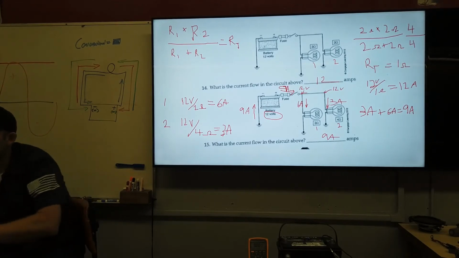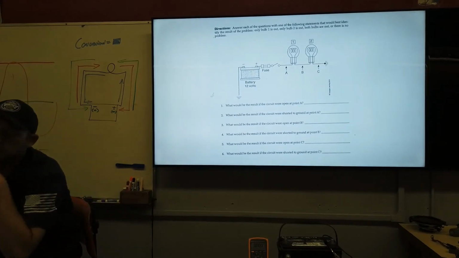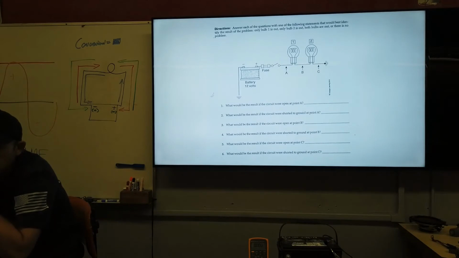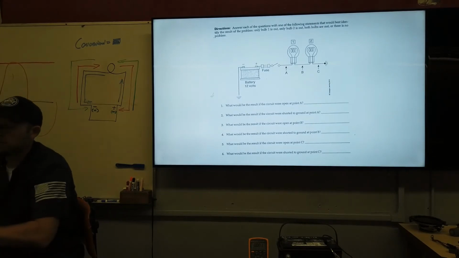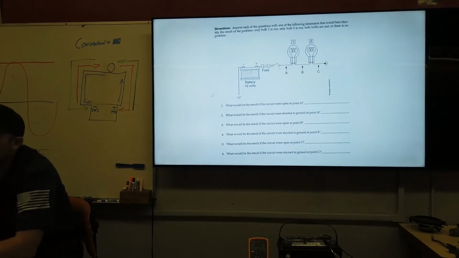All right. So now we've got one last exercise to do. So this is a series circuit, and the directions for this say answer each of the questions with one of the following statements that would identify the result of the problem. Only bulb 1 is out, only bulb 2 is out, both bulbs are out, or there is no problem. So we have to come back to our definitions of opens and shorts again to be able to utilize here. But we're going to say, what would the result be if the circuit were open at A?